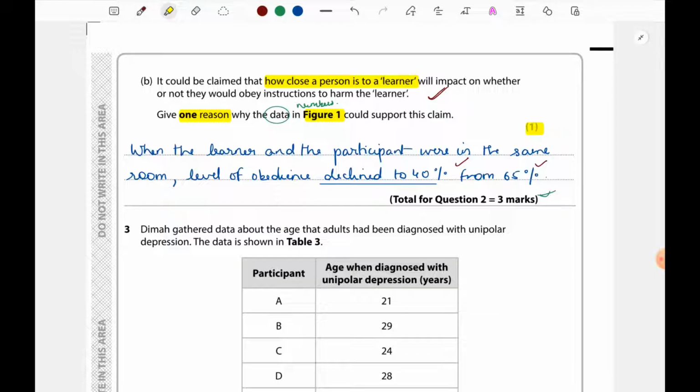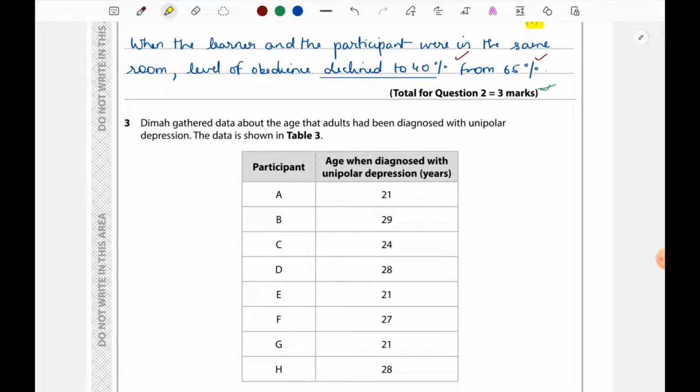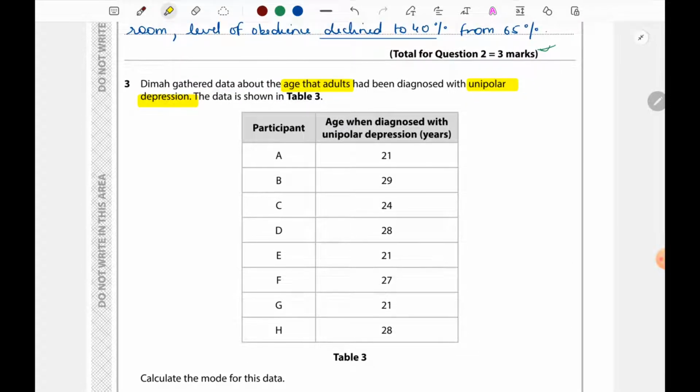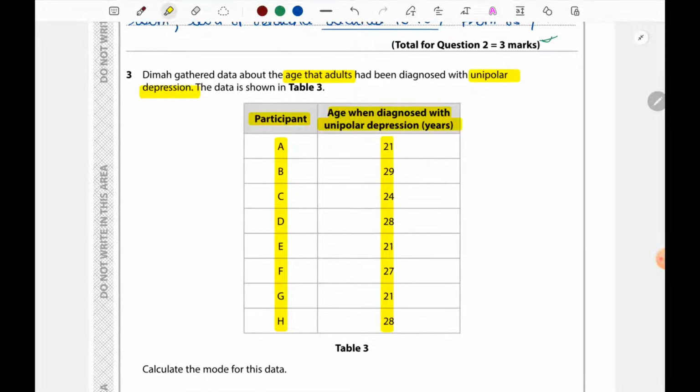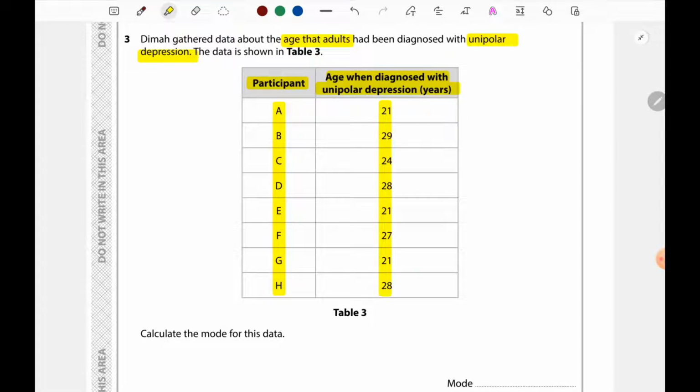Now coming to question 3. Dimma gathered data about the age that adults had been diagnosed with unipolar depression. The results are shown in table 3. Table 3 has no title as such, so it's just the results for the study. So we'll see the columns. First column is serial number of participants from A to H. Second column is age when diagnosed with unipolar depression, ranging from 21 to 28 on the table as such, not the exact range. They want us to calculate the mode for the data.